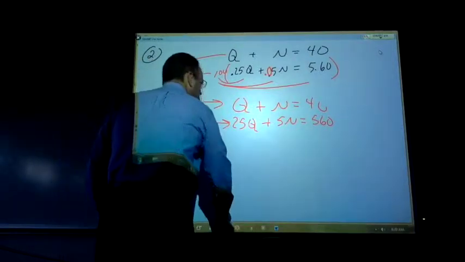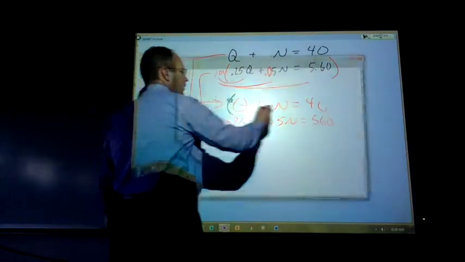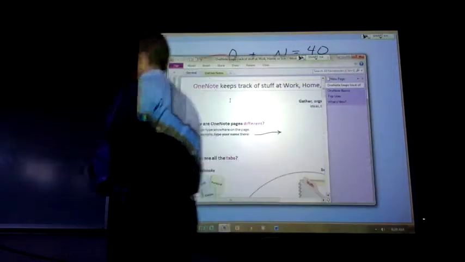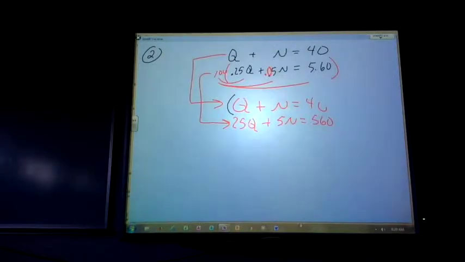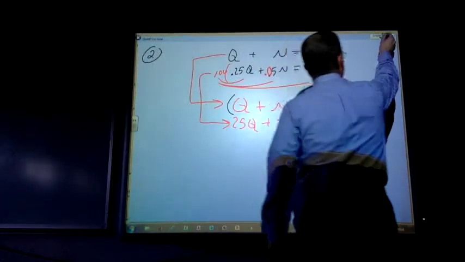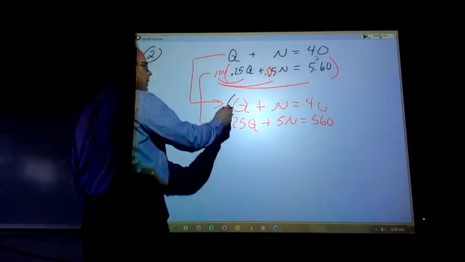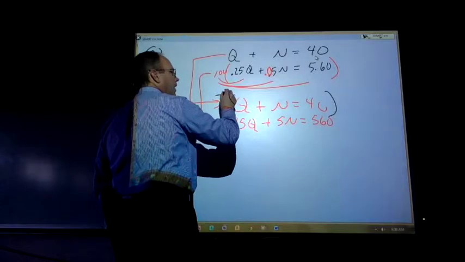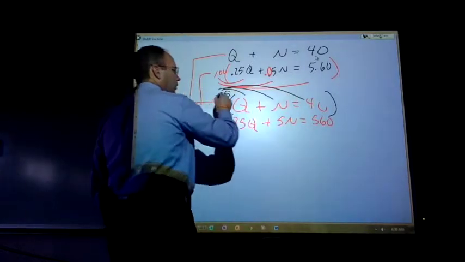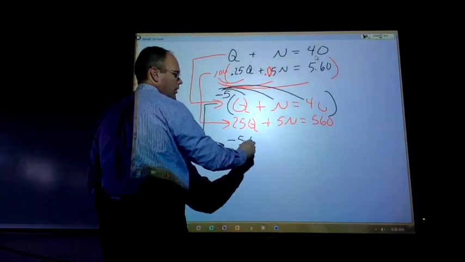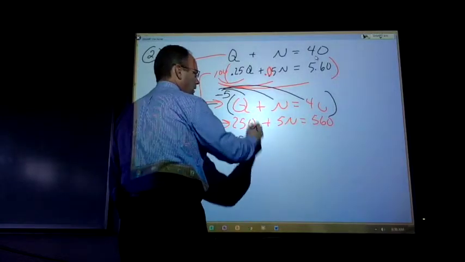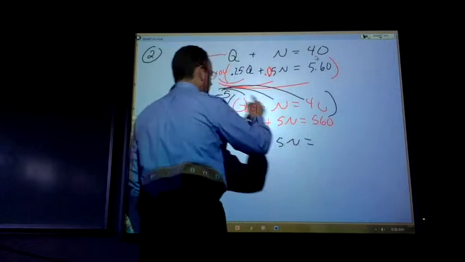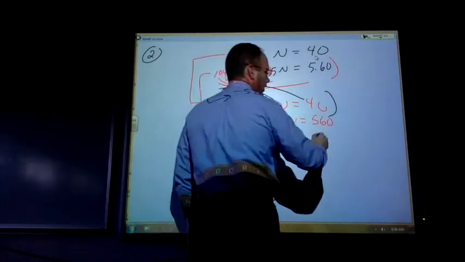5, okay? So if I multiply this whole entire equation right here by -5, so here, here, and here. So this is then going to result in -5Q. If I add those together, does the Q go away? No, not yet. And then -5 times n is -5n. And then -5 times 4 is -20. -5 times 40 is -200.